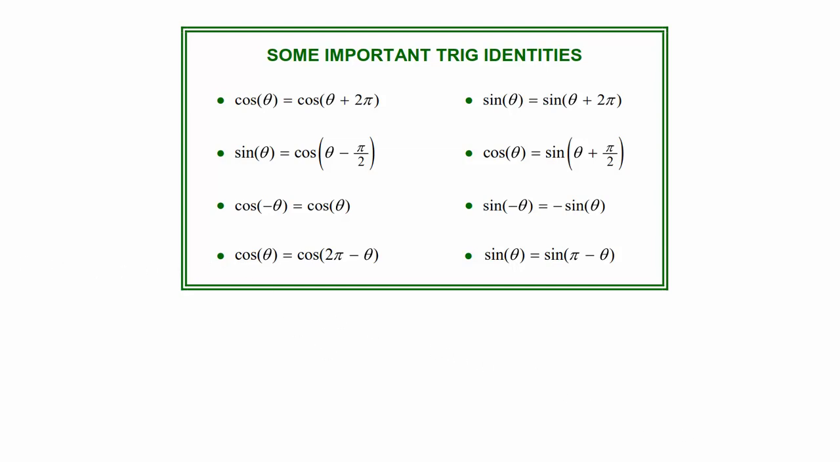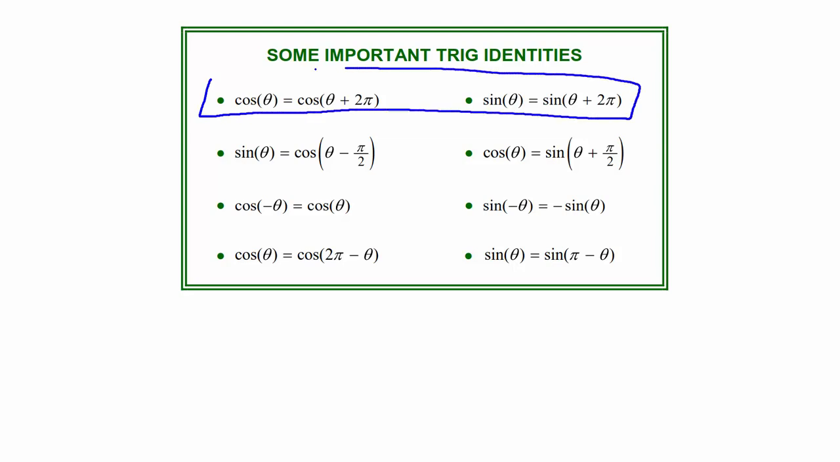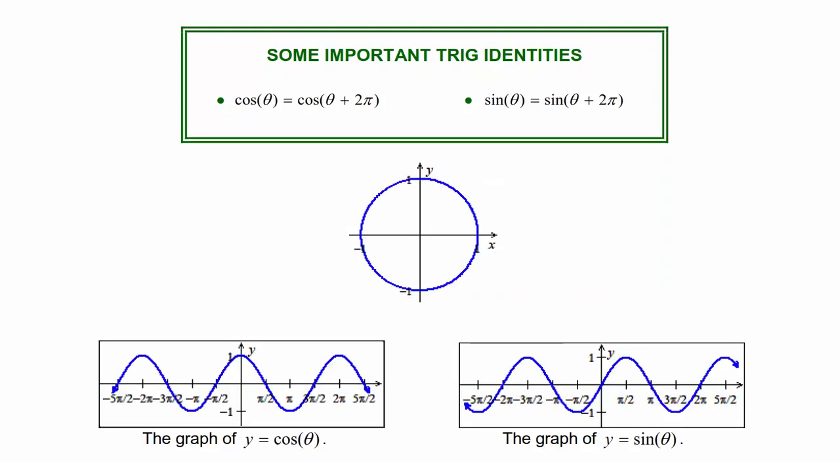Alright, so I thought we'd go down this list row by row. Each row is arguably a set of related identities. So we could start by looking at these identities. I like to think of these as being the period identities because 2 pi is the period of the sine and cosine functions.